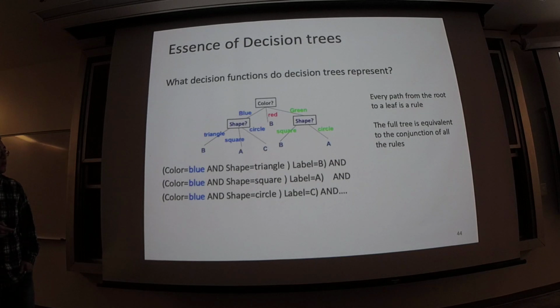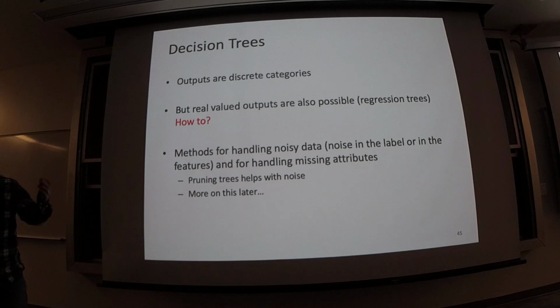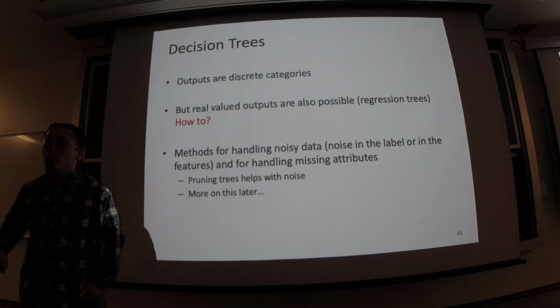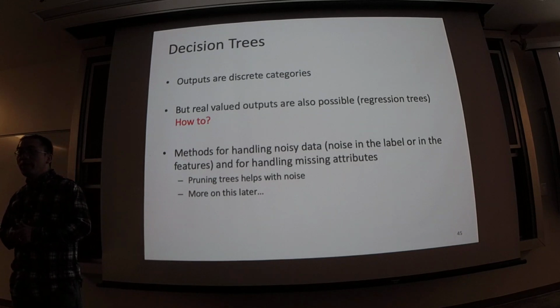Okay, I think we can stop here today, right? So tomorrow we'll finish the remaining properties of decision trees, and we'll look into the ID3 algorithm to automatically learn decision trees from data.